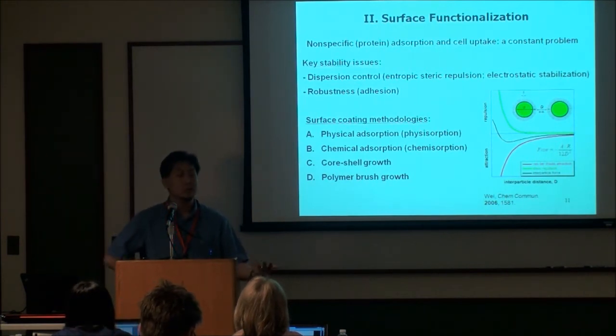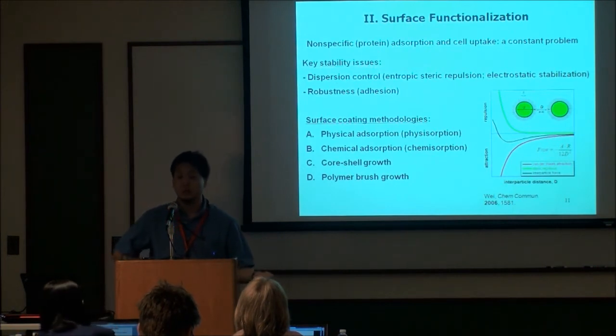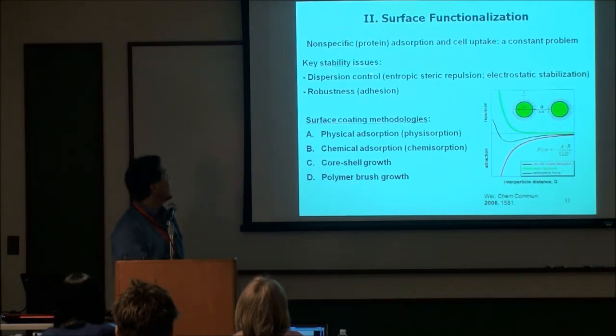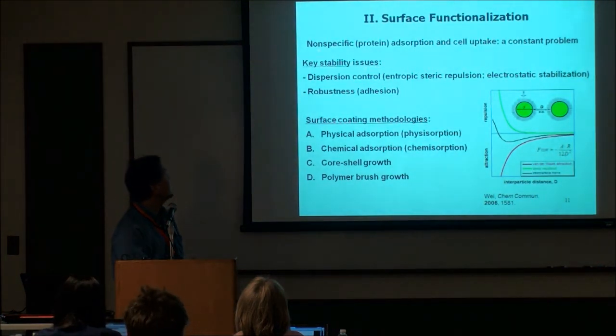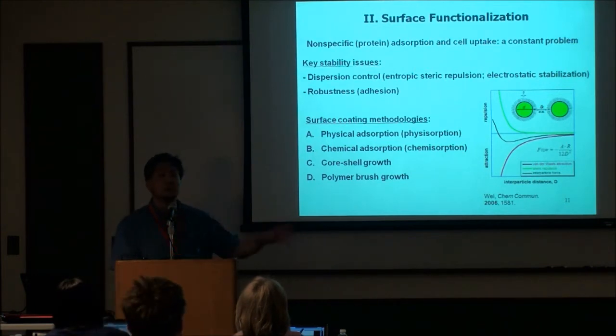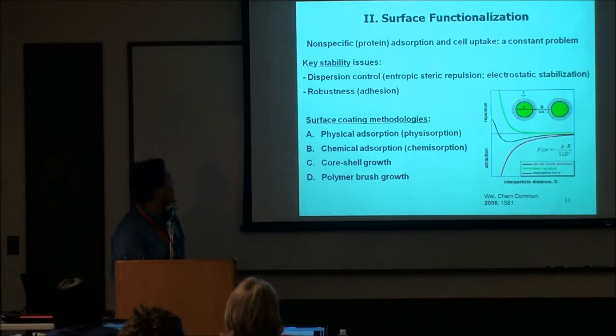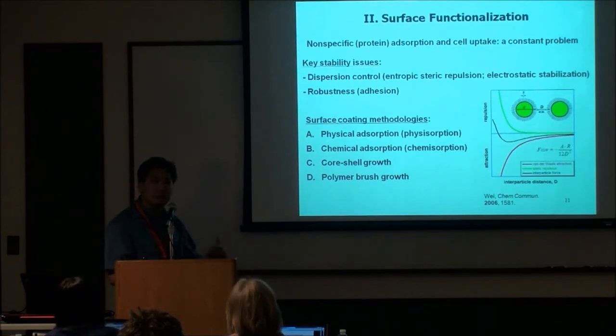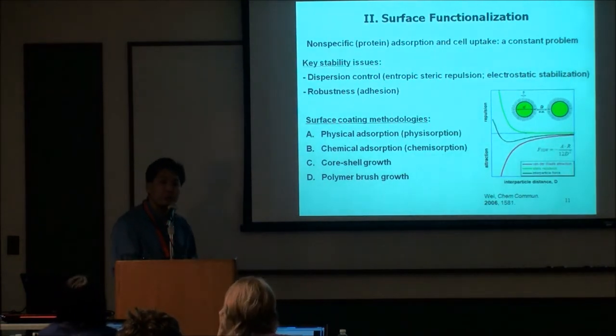At least unnecessary clearance, and you're also trying to avoid nonspecific cell uptake. Both of those are very strongly modulated by the surface chemistry one does on any of these nanostructures. So the key issue here is to prevent this sort of nonspecific absorption. You also want good dispersion control, which can be done either in a steric fashion or using some electrostatics. We'll see some examples of that. And of course, there is the strength of the chemistry attaching molecules to the surface. This turns out not to be as important as dispersion control and nonspecific absorption, but all three are factors that still have to be taken into account when you're trying to functionalize your particle.